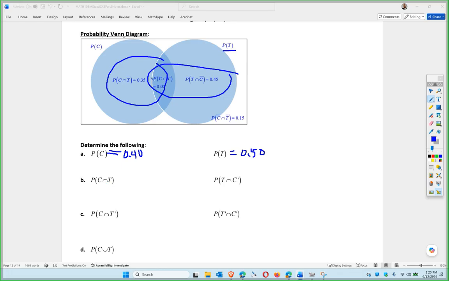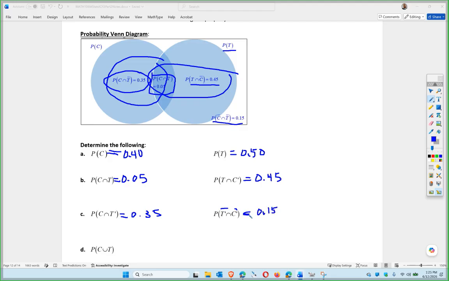C and T is the middle, right? C and T is both. So that's the 5%. T but not C, right? That's this one here. That's 45, right? C and not T is this one, right? So that's the 35. And neither, right? The little exclamation always means the same thing as the 15, correct?